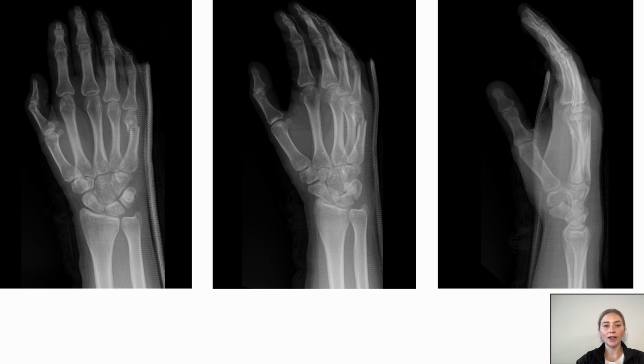So here is case 1, and I encourage you to pause now and write down any injuries that you're able to identify. If you are coming back, we will start by going through our process.